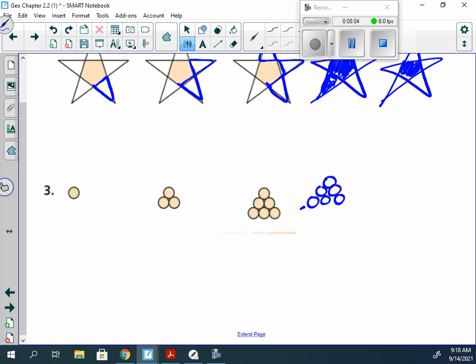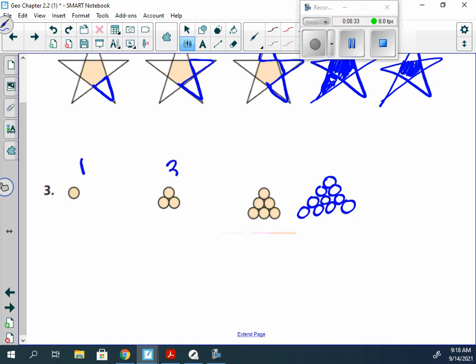Then the next one would have 4 underneath it. We're just adding an additional row with one more. So 1, 3, 6, 10. Because we added a row at the bottom, yes? Because we had started out with a single one.